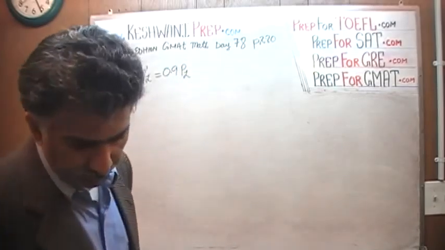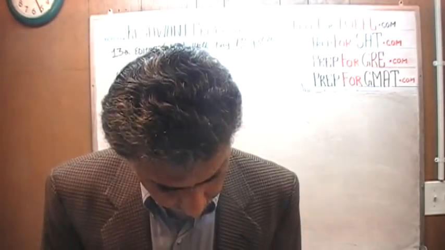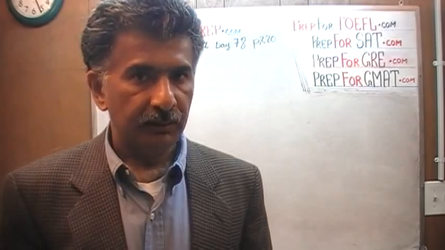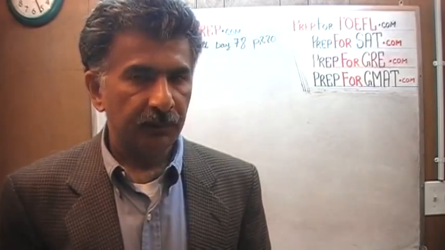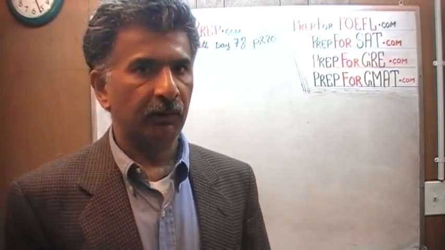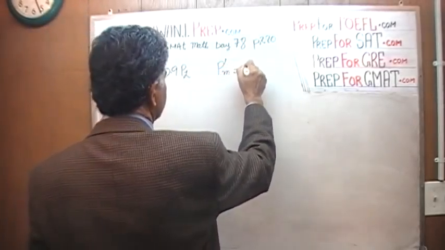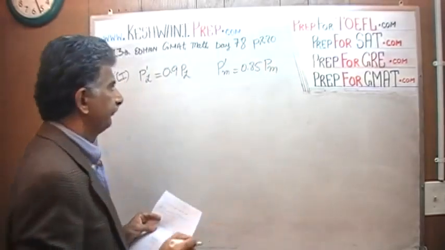They also go on to tell us that at store M, the discount price is 15% less than the regular price. Again, if the discount price is 15% less than the regular price, then what they're telling us is that at store M, the discount price is 85% of the regular price. So here's the discount price at store M, which is 85% of the regular price at store M.